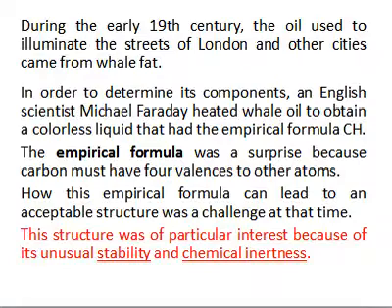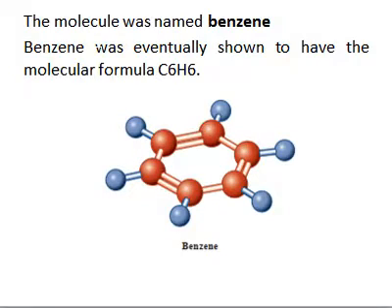Another important aspect is that the structure was unusually stable. It was very stable and chemically inert. This compound does not react with different reagents under ordinary conditions, right? So this surprisingly simple empirical formula, along with this extreme stability and chemical inertness, made this molecule a compound of very much interest. This molecule was named benzene, and later studies showed that the molecular formula for benzene is C6H6, right?